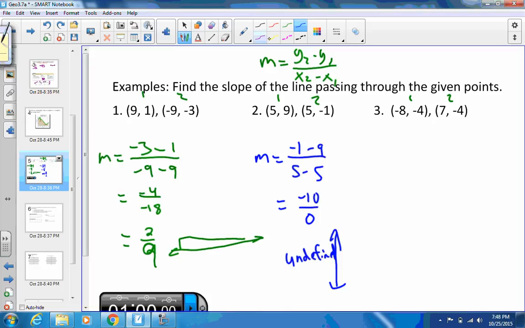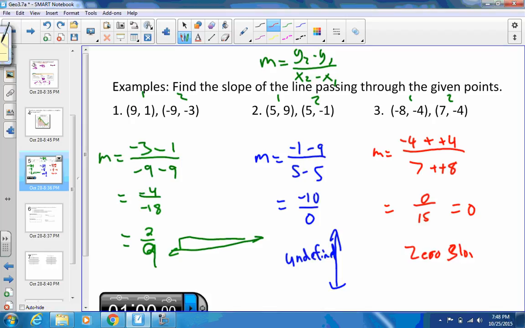All right, last one we'll do in red. So we have y2 minus -4, all over 7 minus -8. So remember, these change to positives when you have two negatives next to each other. So you have 0 on the top, 15 on the bottom, which would equal a 0 slope, or no slope. So that'd be called a 0 slope, which is just a horizontal line.